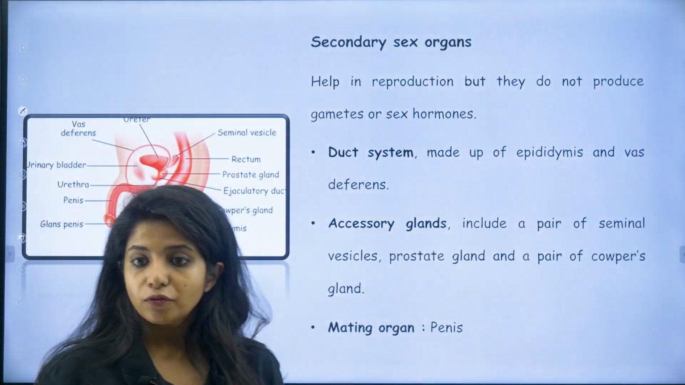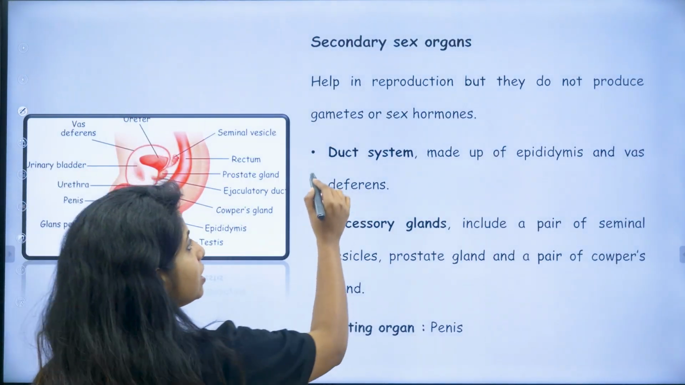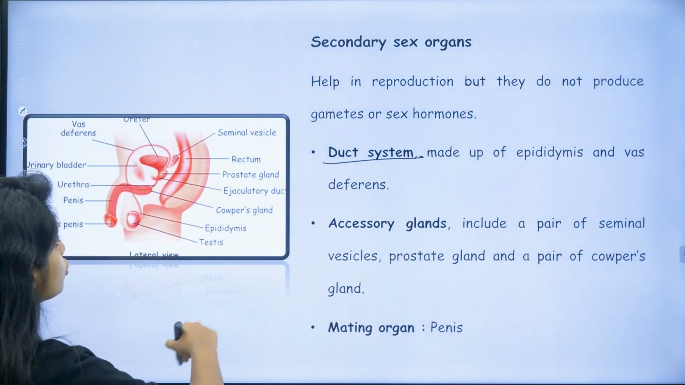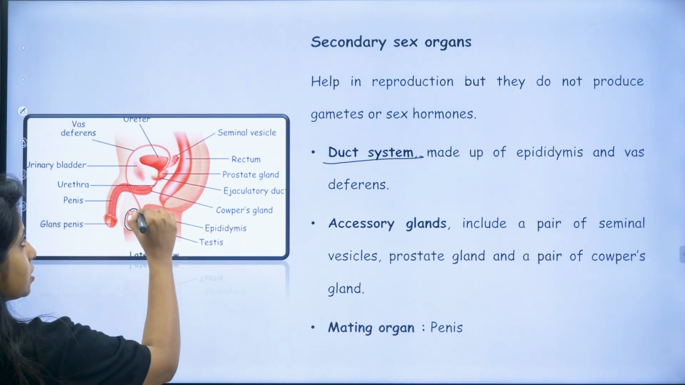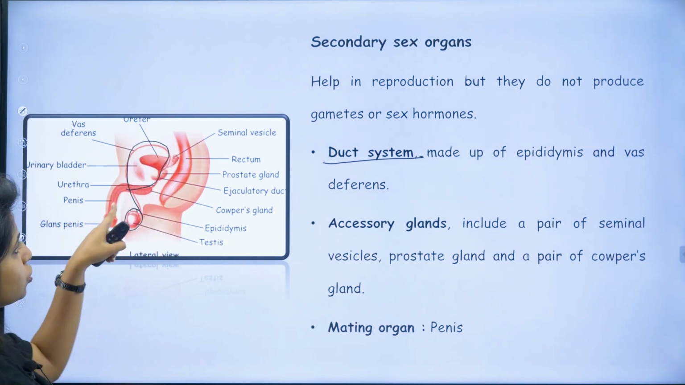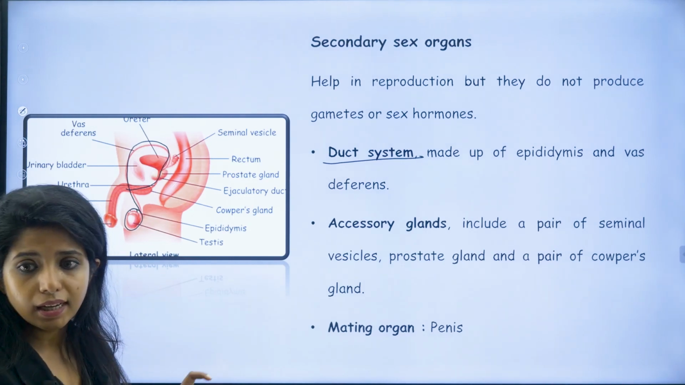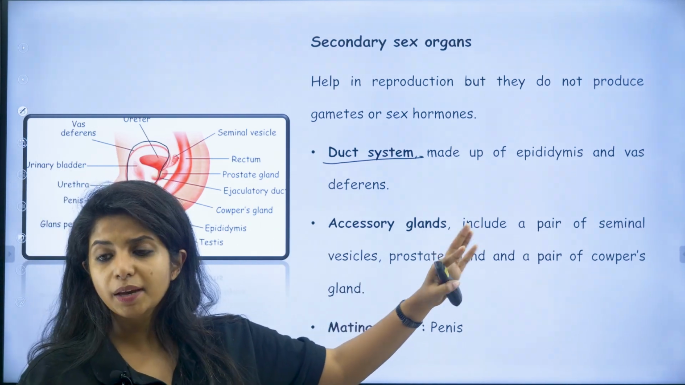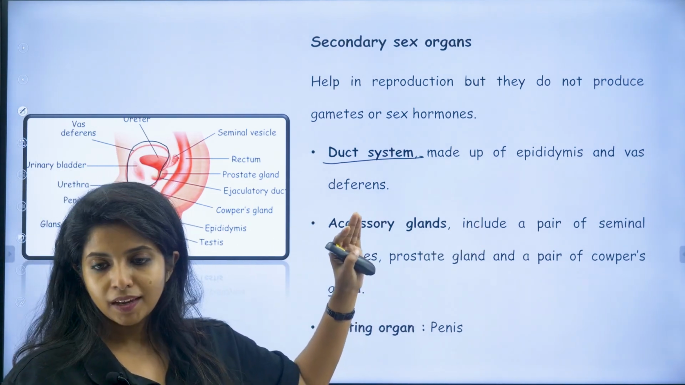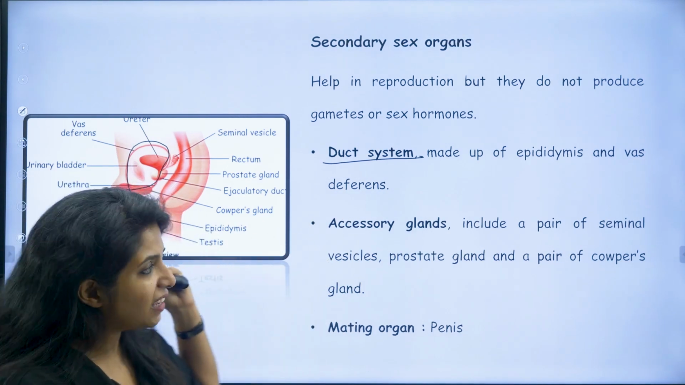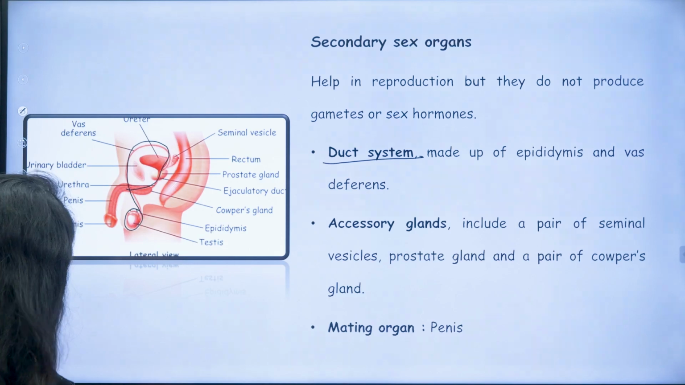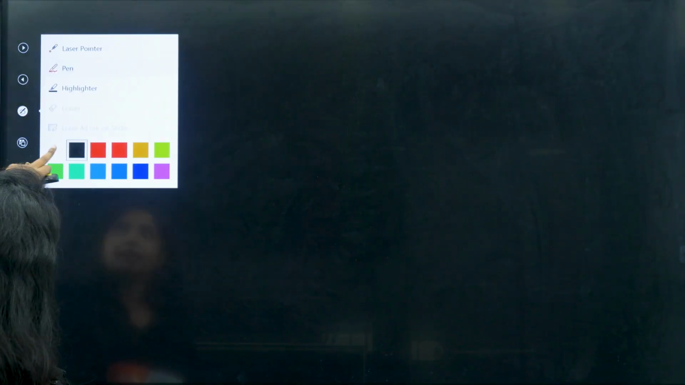Now for taking things down, you have a duct system. You have a huge lot of ducts which basically carry the sperm which is made in the testis to the penis, which is over here. This duct system includes epididymis, vas deferens and everything. What does it consist of? Epididymis and vas deferens. Let me try explaining it.